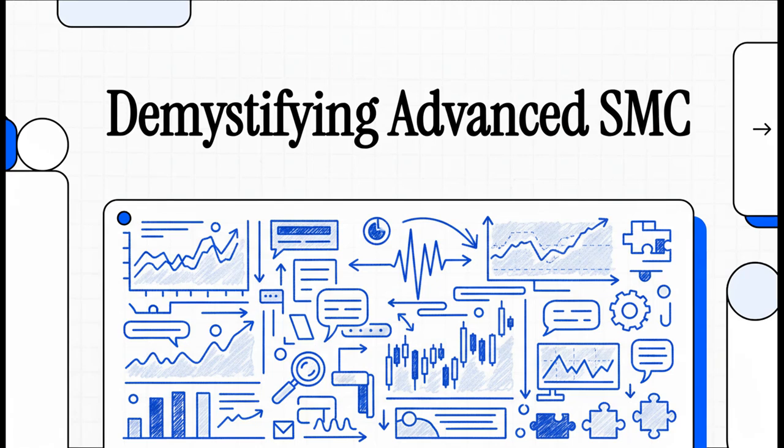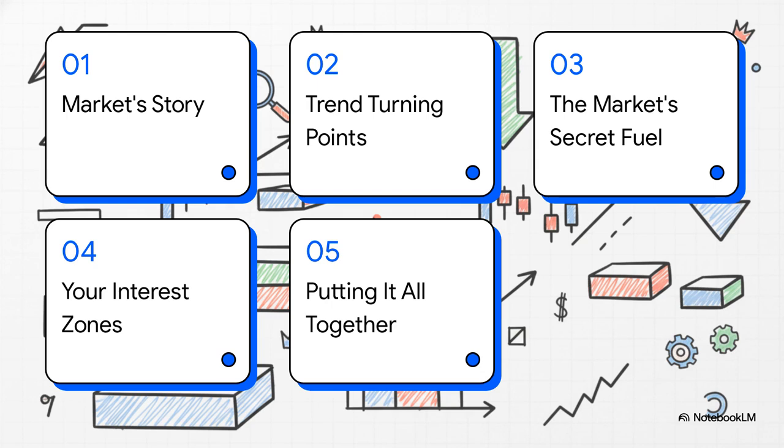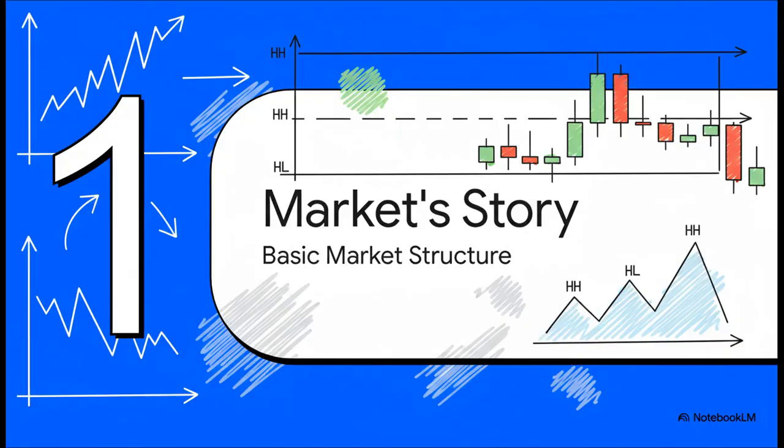Today, we're going to break down the strategy known as advanced smart money concepts. We're going to move past just looking at confusing squiggles on a chart and actually learn to read the story the market is trying to tell us. So here's the game plan. We'll start with the absolute basics, the language of the market. Then we'll learn how to spot those critical turning points. After that, we'll dig into the market's secret fuel source, figure out how to map our key zones, and finally, we'll wrap it all up into a simple but really powerful framework. Okay, let's dive right in.